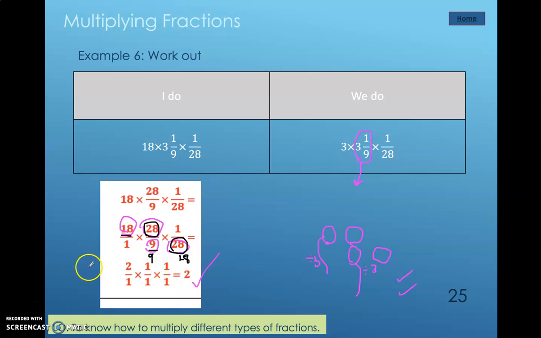So, once we've cross-simplified, we times the numerators together to get 2. We times the denominators together to get 1. So, our answer is just 2 over 1, which is equal to 2. You can pause the video now and give the redo a go.